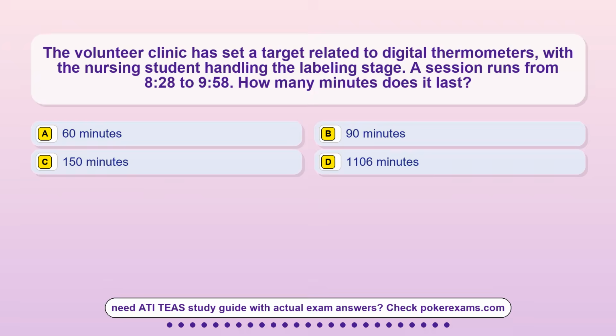Question 19. The volunteer clinic has set a target related to digital thermometers, with the nursing student handling the labeling stage. A session runs from 8:28 to 9:58. How many minutes does it last? Option A, 60 minutes.